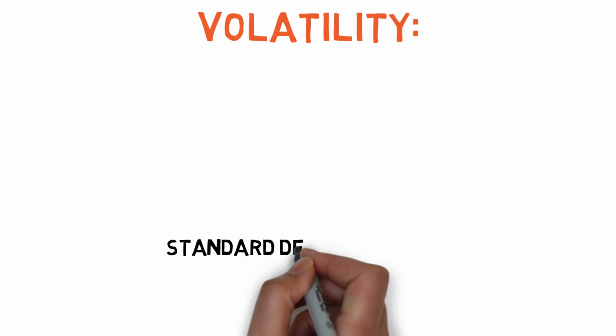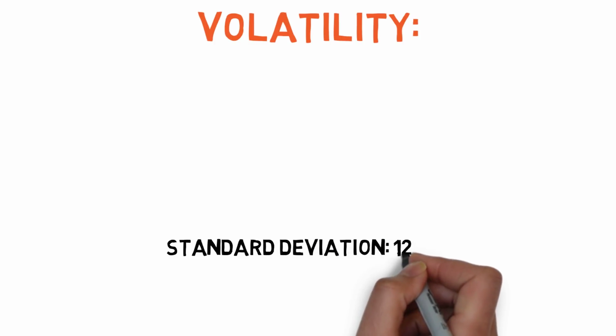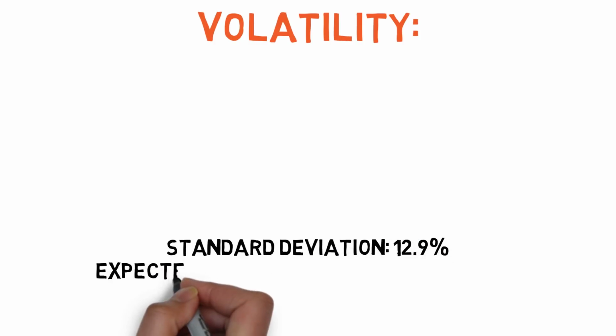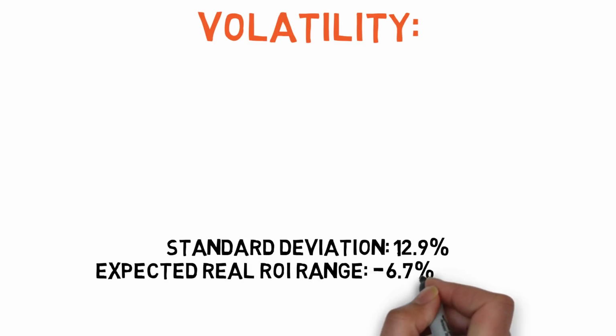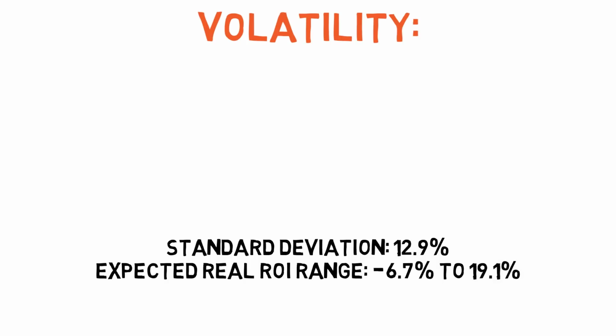The average standard deviation of returns for the no-brainer strategy was 12.9%, which means that in any given year, we can expect that the majority of our returns will fall somewhere between negative 6.7% and 19.1% with this strategy. And just like with any other strategy, there will occasionally be a few exceptions where the returns fall outside of the expected range, for better or worse.